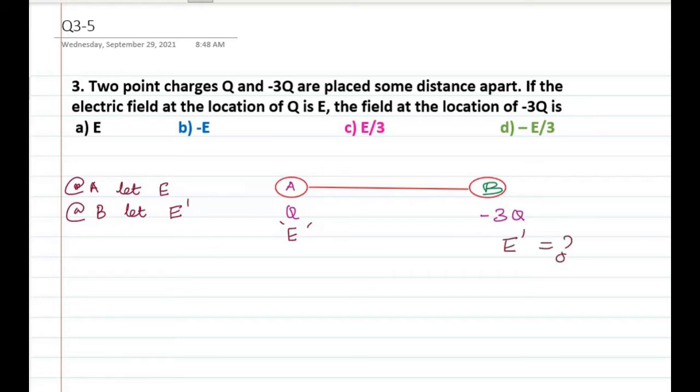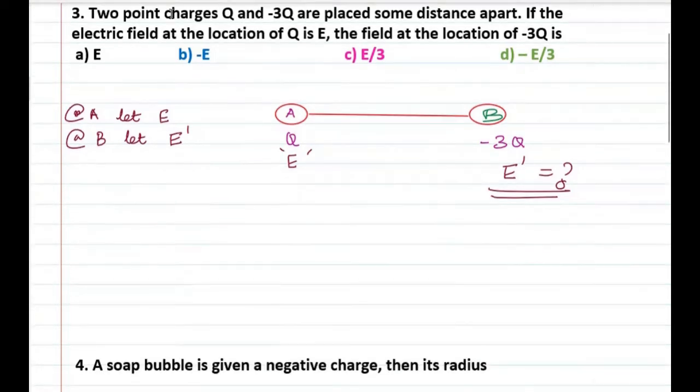Okay, so we have to find out what is E dash. For this, apply the formula for electric field at a distant point R. So what is the formula? E is equal to KQ divided by R square is the formula for electric field at a point due to a charge. First we can find out what is E, at A. At A, what is the electric field?